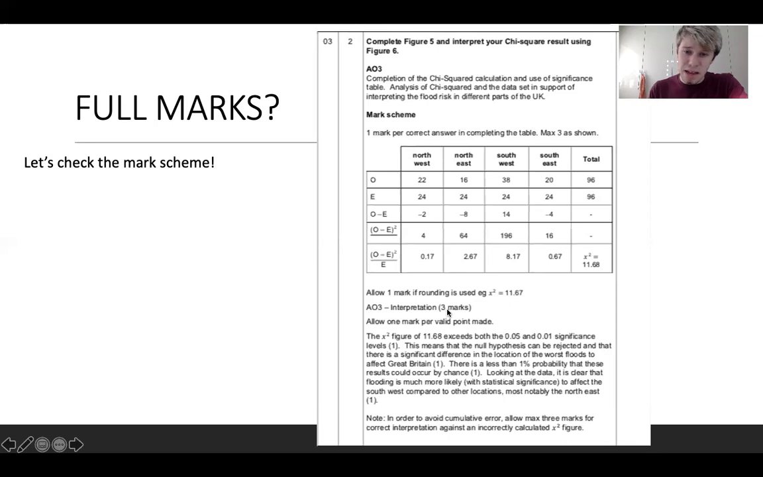You can allow it. Interpretation is 3 marks. So the chi-squared figure of 11.68 exceeds both significance levels. That's 1 mark, like we said. The null hypothesis can be rejected. There is less than 1% probability that these results could occur by chance. Looking at the data, it's clear that there is a statistically significant relationship to flooding in the southwest compared to other locations, notably the northeast. So look there, we've already done that, they even gave you an extra mark for there is a less than 1% probability that these results would occur by chance.